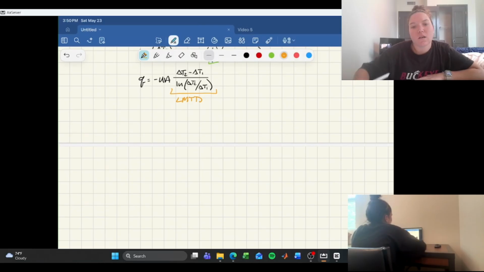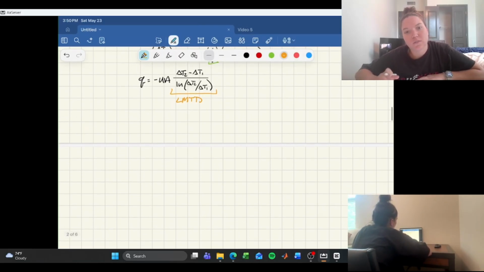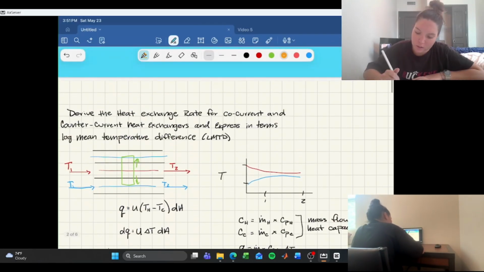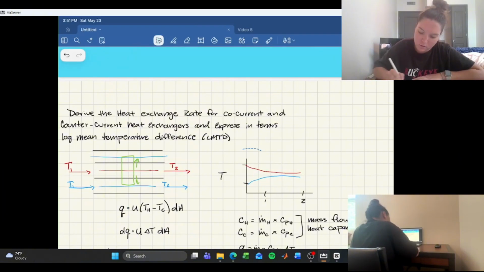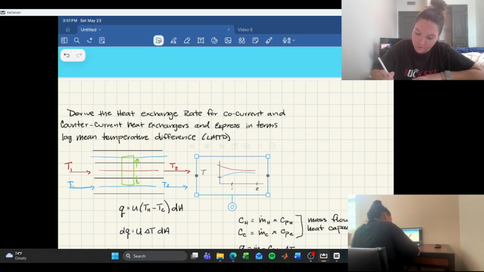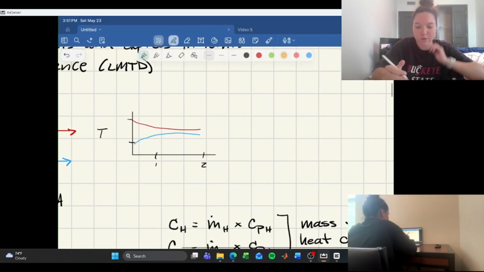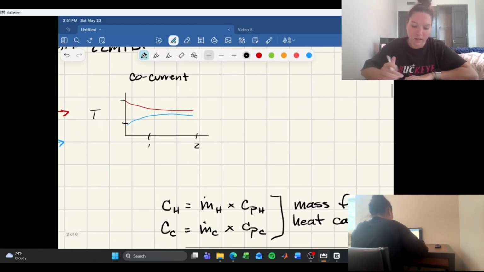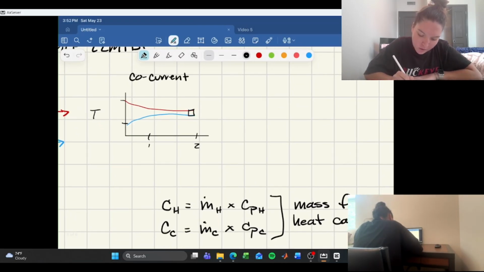There we go. And then we can use this log mean temperature difference for both co-current and counter-current heat exchangers. And then if we look back earlier, this is what we said for, I'll just copy it down, or rather I'll make it smaller. Okay, so this was for co-current. Okay, and then this space here is the change in temperature between the two streams.